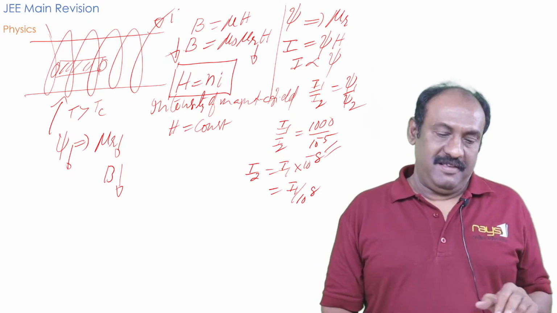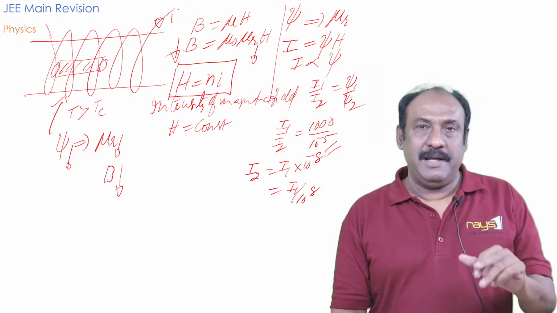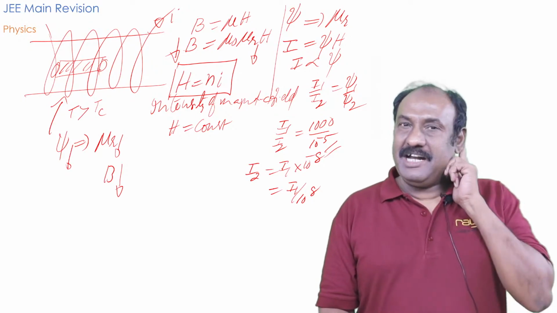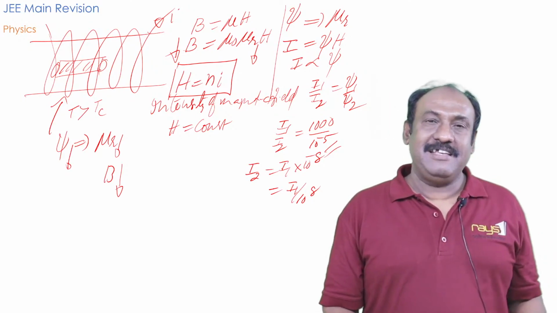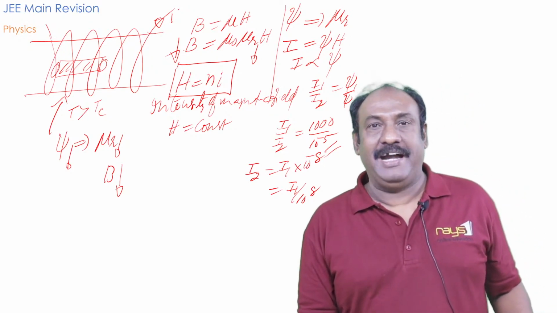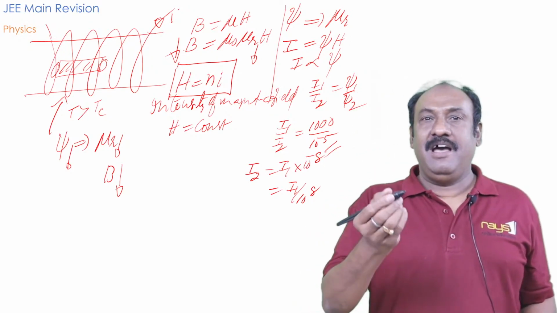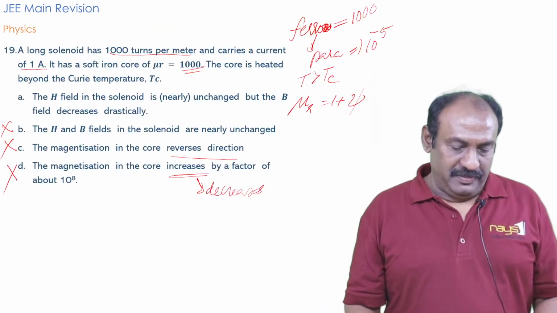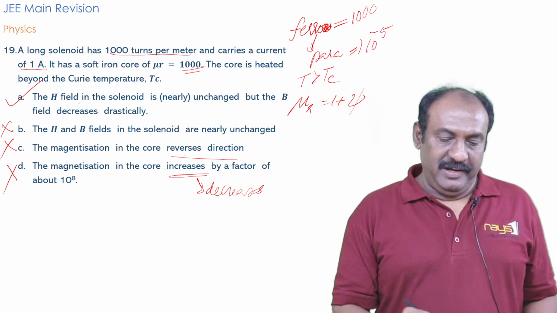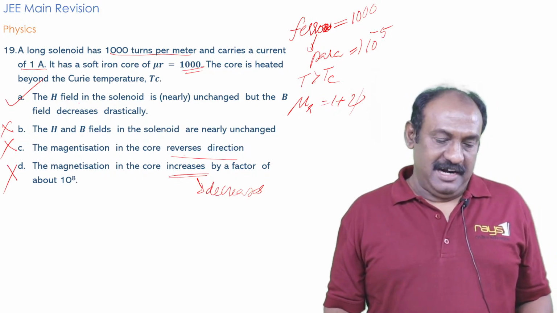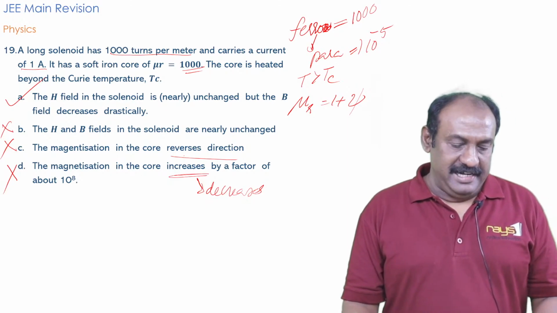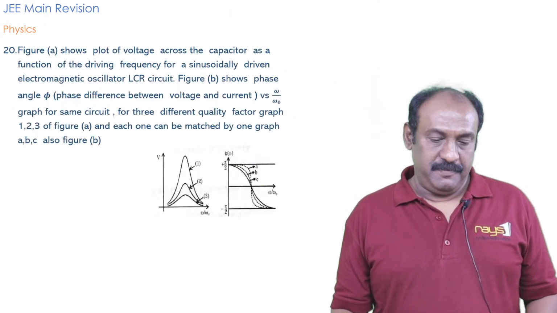Even though it is heated above the Curie temperature, it turns into a paramagnetic material. But in a paramagnetic material also, magnetization is in the direction of the applied external magnetic field. So magnetization will take place in the direction of the applied external magnetic field. In that sense, we take the answer as A: the H field in the solenoid is unchanged and the B field decreases drastically. So for question number 19, the answer is A.